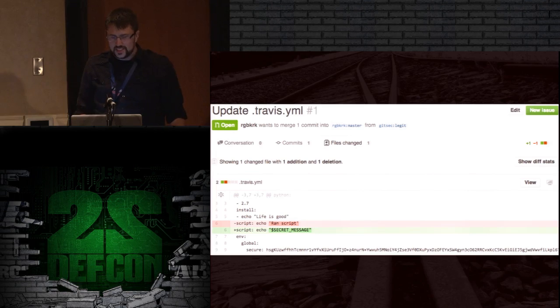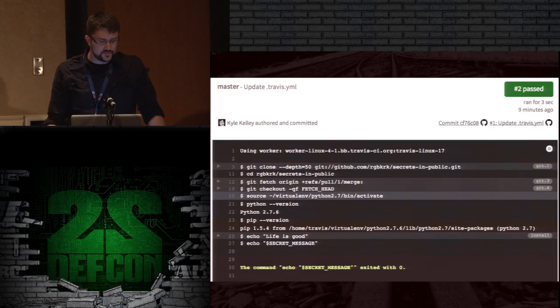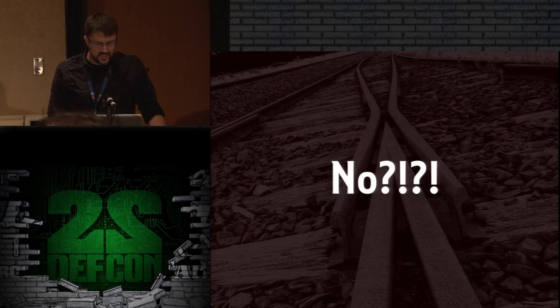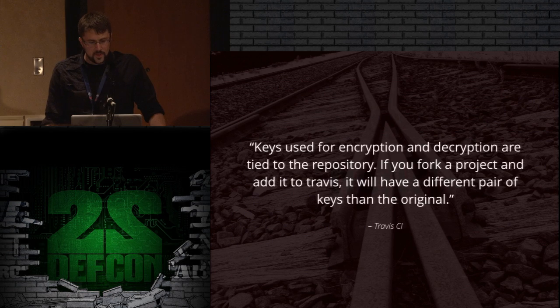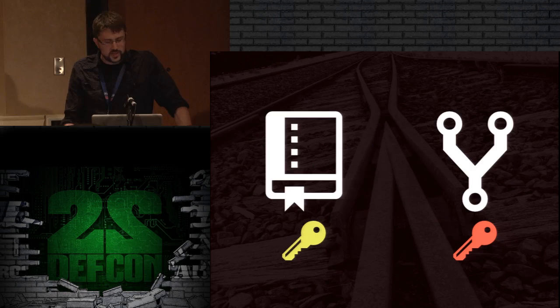All right, so let's say that we open a pull request, and we're going to go ahead and try to echo out their environment variable that has the secret. Oh, nothing. What? All right, so with Travis, the keys used for encryption and decryption are tied to the repository. If you fork a project and add it to Travis, it will have a different pair of keys than the original. All right, so what that's saying is, if you make a repo, it gets one key.